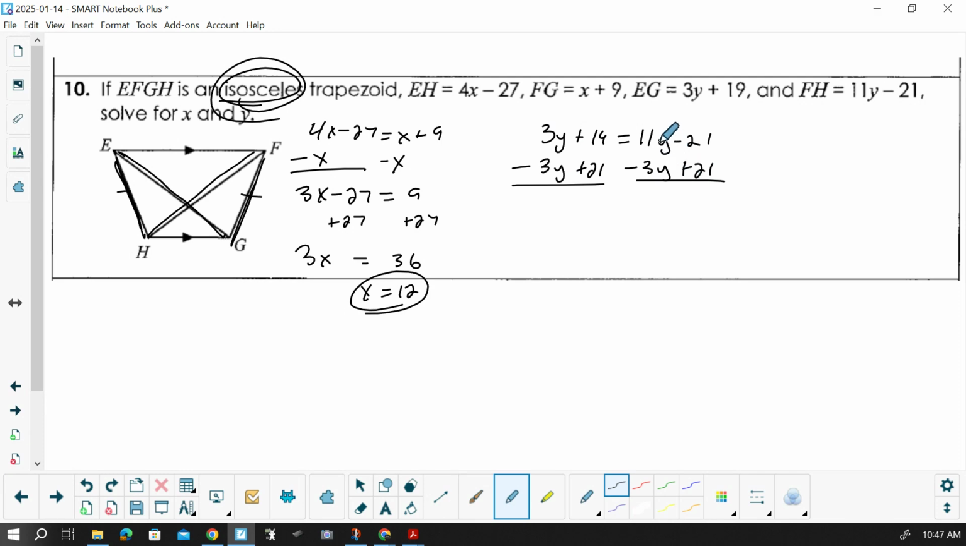All right, so let's see here. I got 11 minus 3. That'll be 8y. That's a 19. 19 plus 21 would be 40. So y is 5. I did all that math in my head. Hopefully I did not make any mistakes. If I did, I apologize. Feel free to leave that correction in the comments or just tell me if you know me.